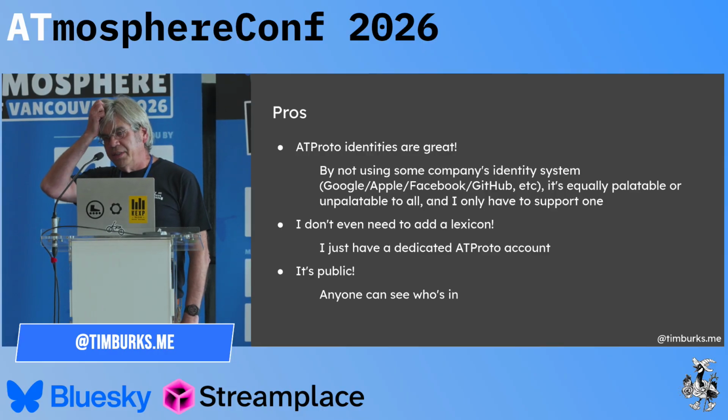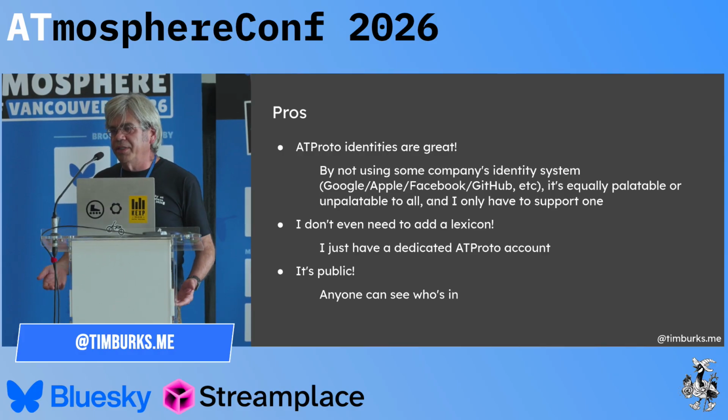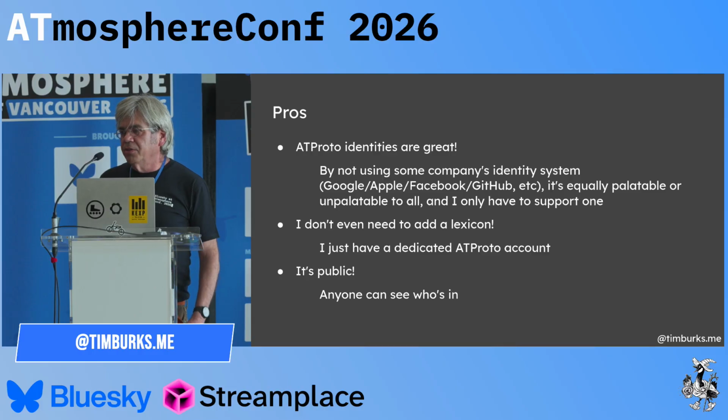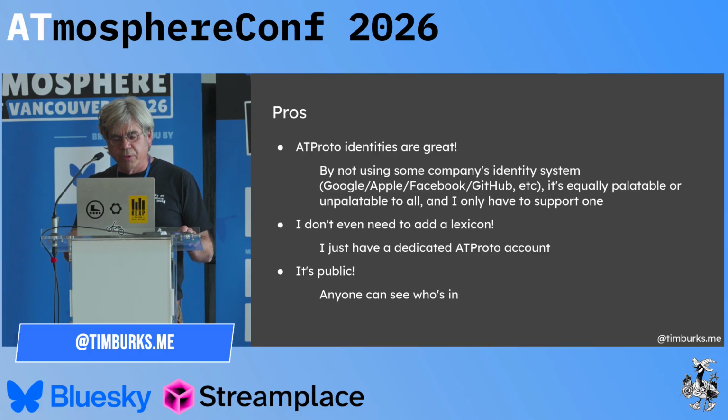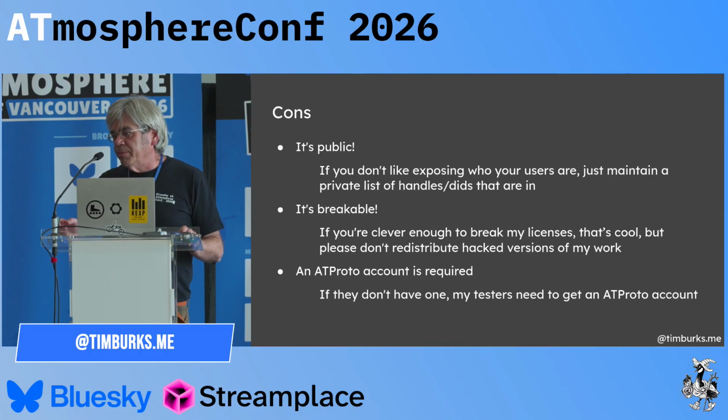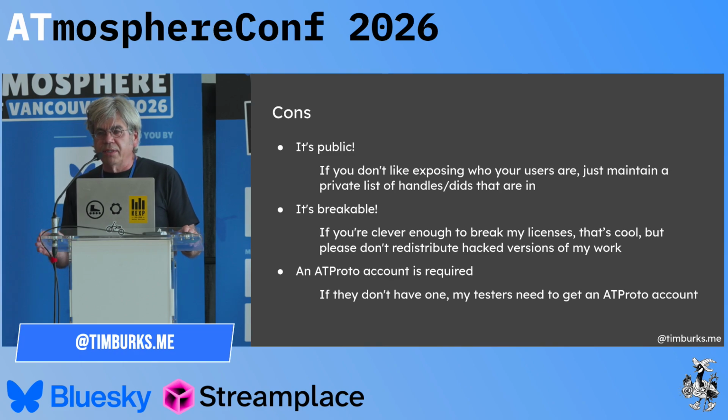And then I get this thing that my friend Marsh calls social proof, or social unproof if I'm not having users. Basically, anyone can see who my users are, so they can see who else is interested in the product. And so that means it might not be right for you. If you don't like exposing that, you might just want to keep a private list.